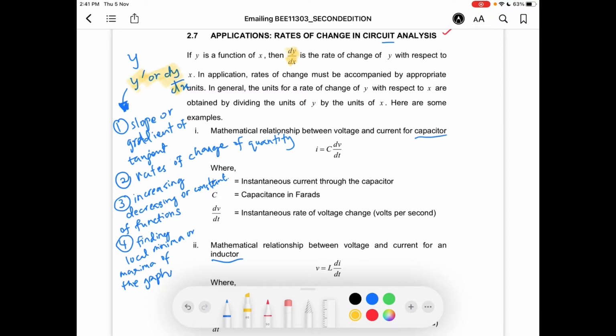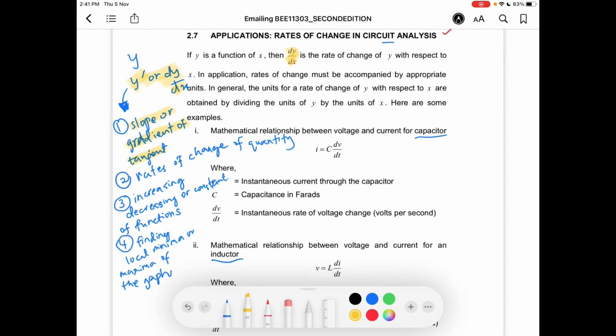we can use this information to find several things, depending on the question. For example, the first one is, from the y prime or dy over dx, you can find the slope or gradient of the tangent to that function, to the y function.